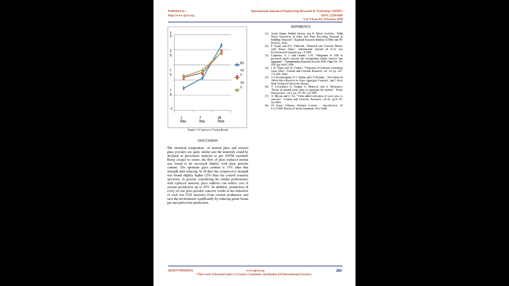At 28 days, the compressive strength was found to be slightly higher, by 2%, than the control concrete specimen. In general, considering the similar performance of the replaced material, glass addition can reduce the cost of cement production by up to 20%. In addition, production of every 6 tons of glass powder concrete results in the reduction of one ton of CO2 emission from cement production and saves the environment significantly by reducing greenhouse gas and particulate production.